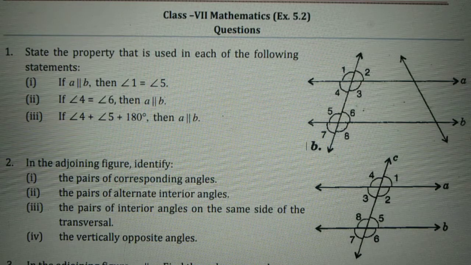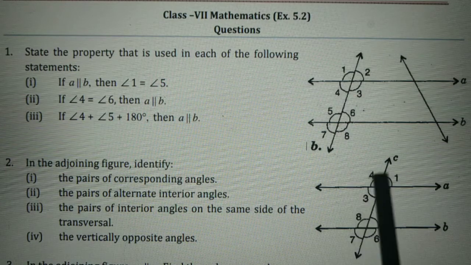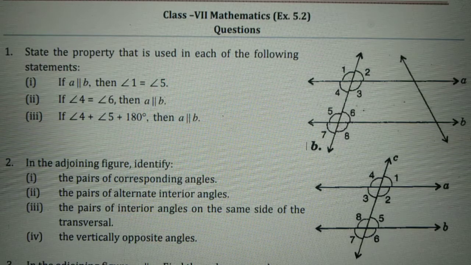The third part, the pair of interior angles on the same side of the transversal. What about the pair of interior angles on the same side? Their sum must be 180 degrees. So this is the condition for the pair of angles which are on the same side, that is 3 plus 8 is equal to 180 degrees, and so on.